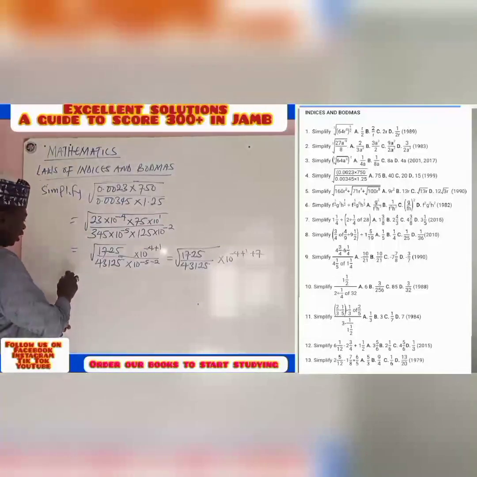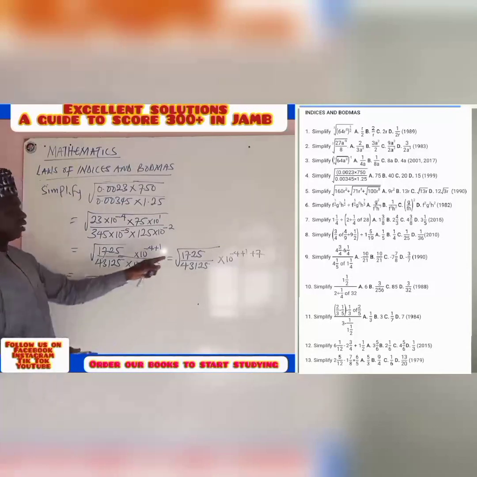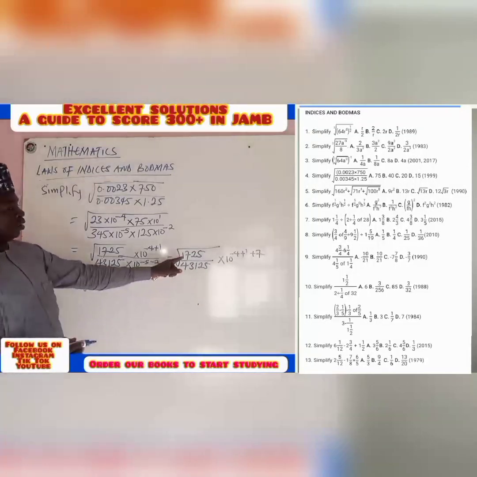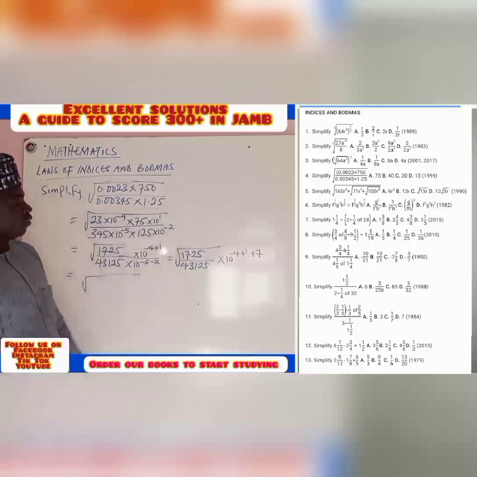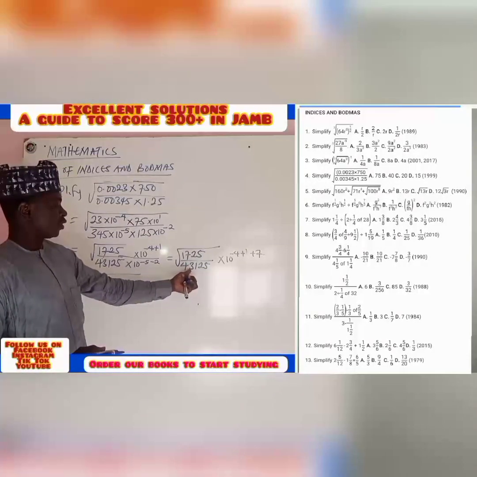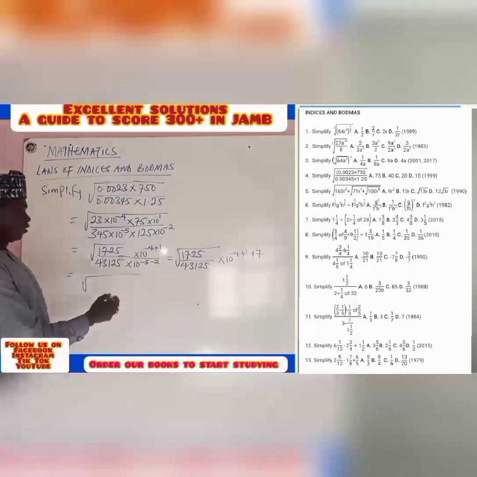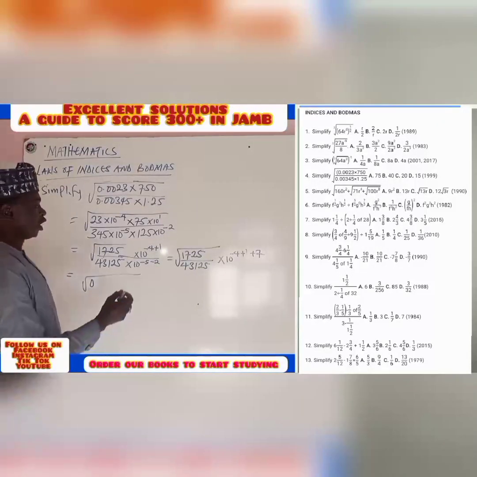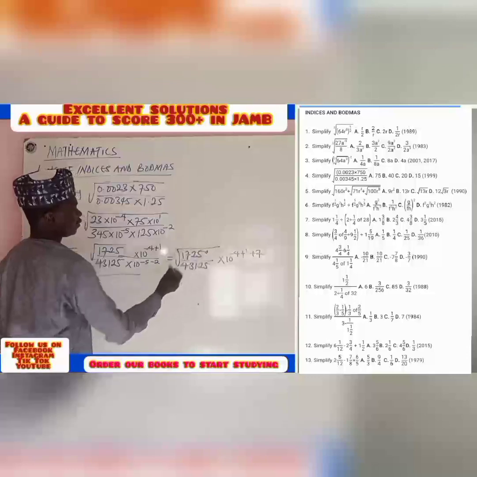So what we are left with is now dividing these values. So 1725 divided by 43125. When we divide, we have 0 whole number. We cannot have a full whole number. We can decide to add 0 here.